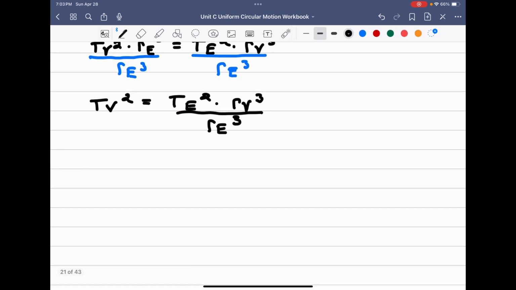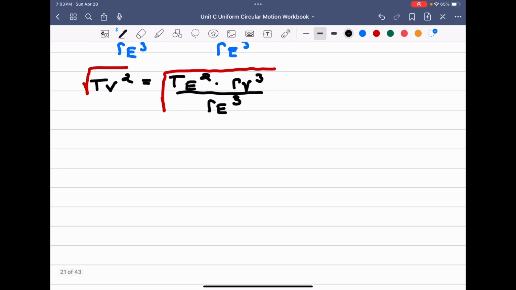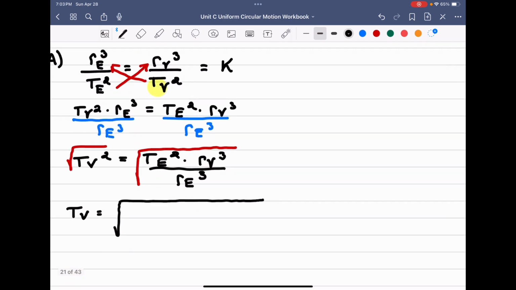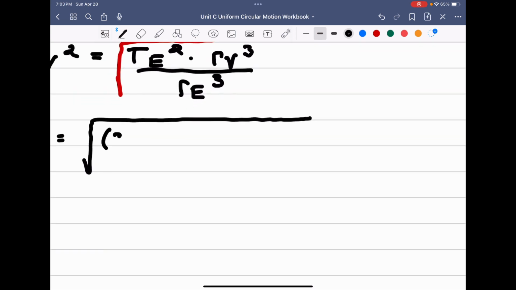Now, when I square root both sides, because I want to make sure I have my TV, or my period of Venus around the sun, as an individual value, not a squared value, I'm going to end up getting that TV is equal to, now let's just plug in all the numbers according to what they gave us in the above information. So the period of Earth around the sun is 3.16 times 10 to the 7 seconds, and this is going to be squared, multiplied by the radius.